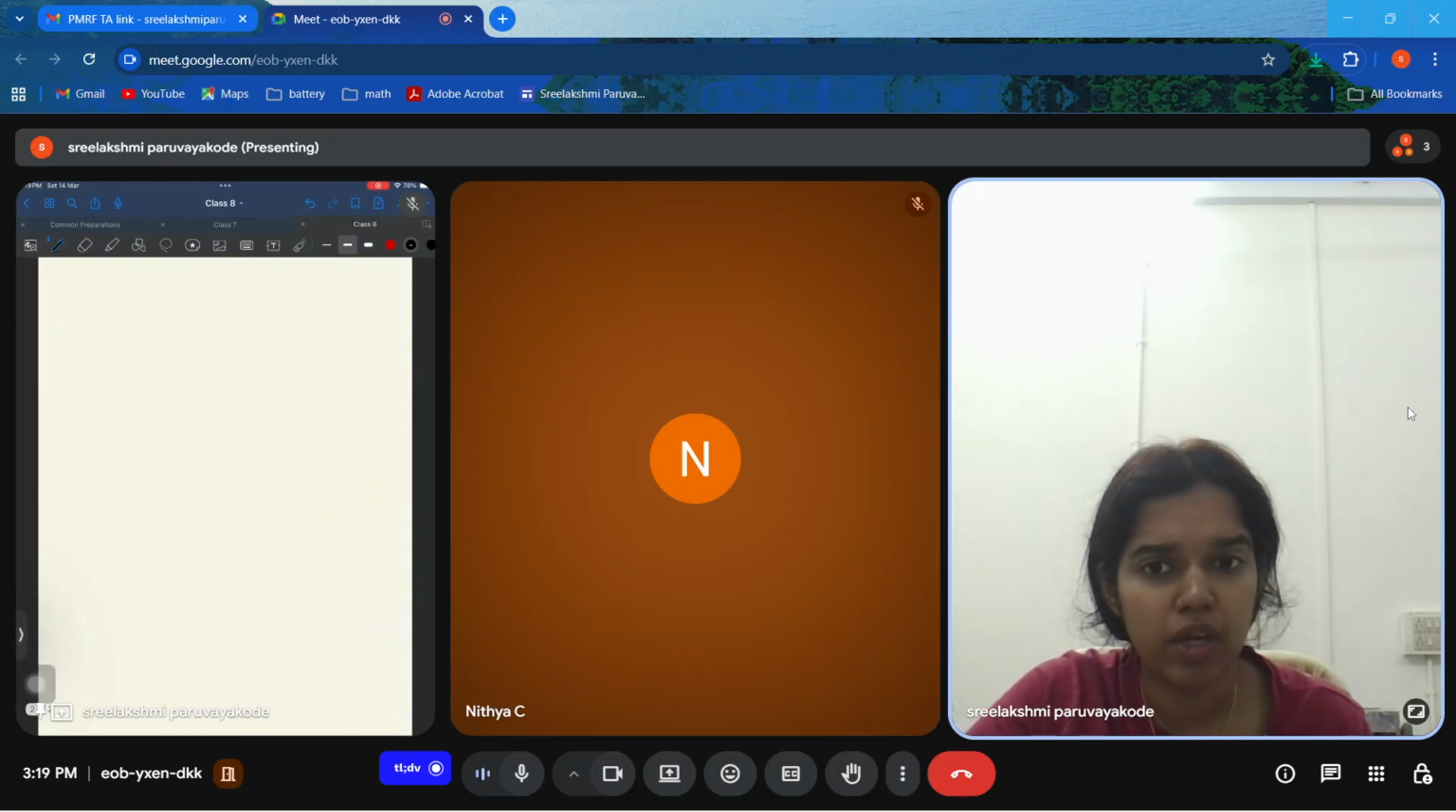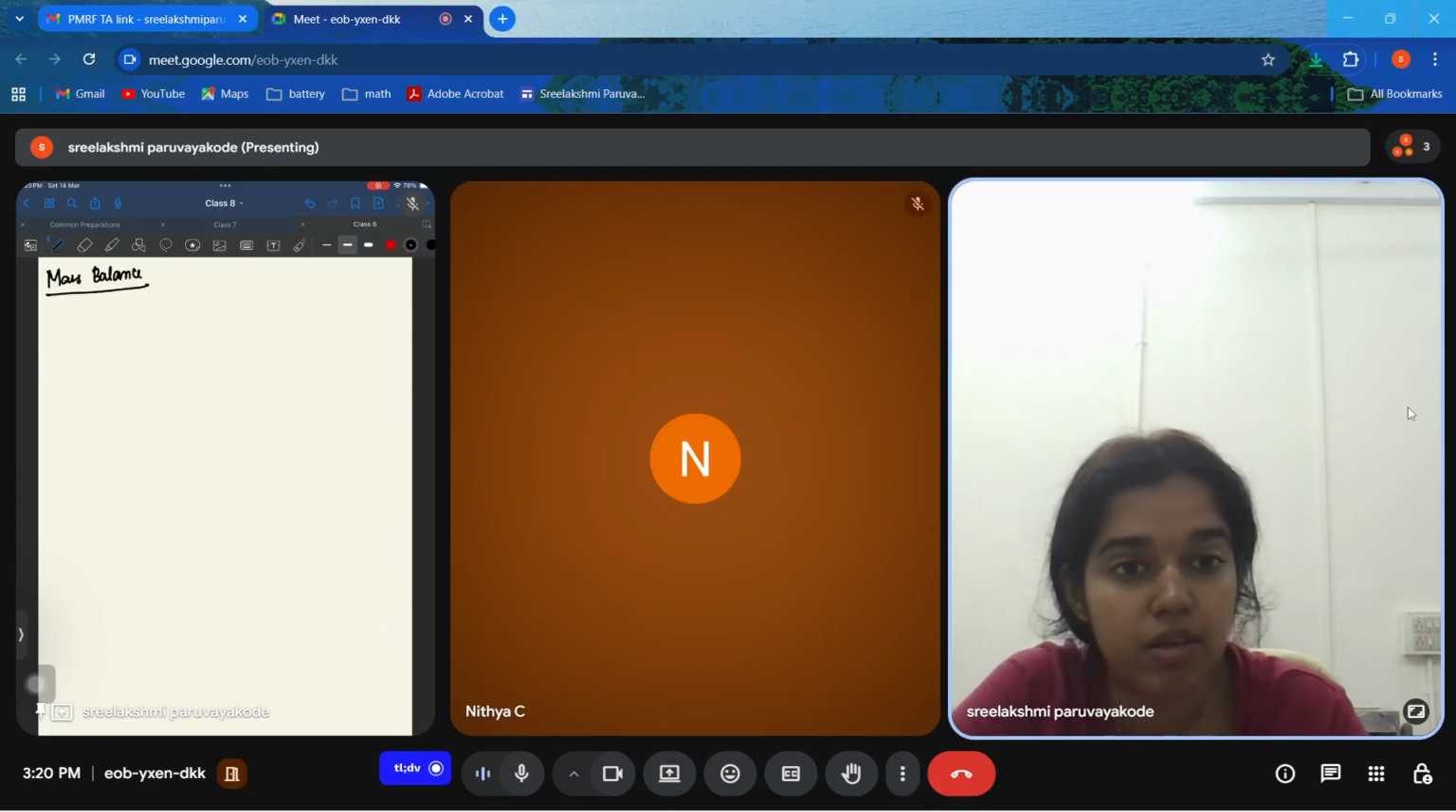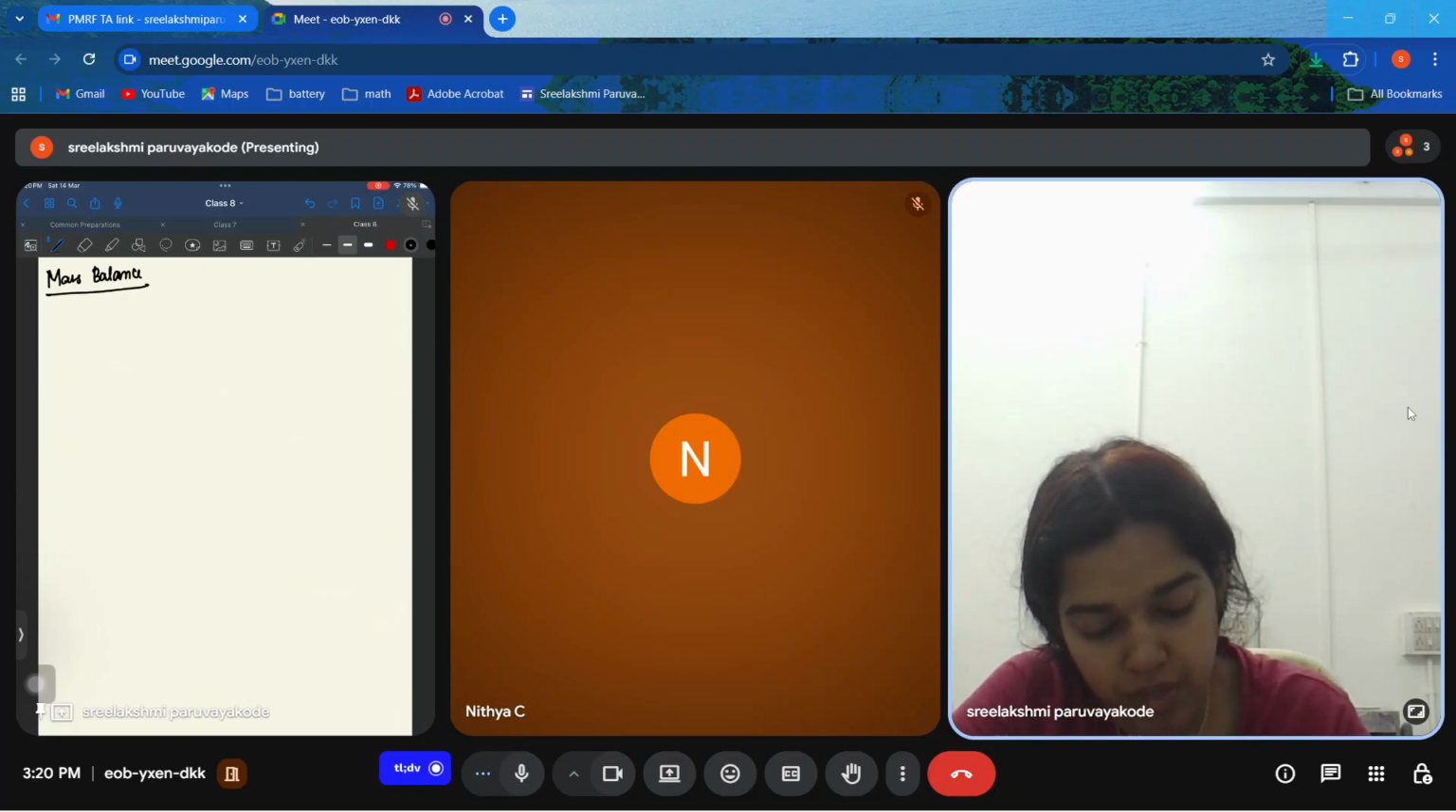I know it's not solving it fully, but I think we have a clear idea on how to do this. So let's start by writing the mass balance equation. So all the steps are analytical steps.